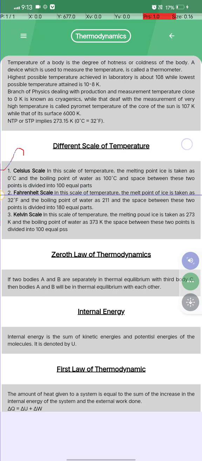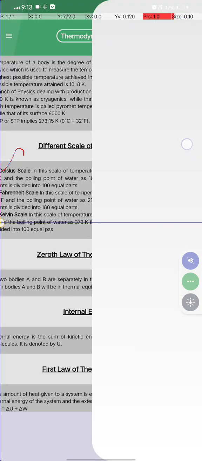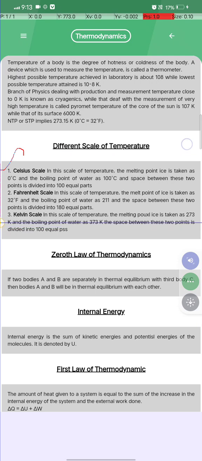जिसको हम लोग सेल्सियस कहते हैं। फ़ारेनहाइट क्या है? Fahrenheit is the scale of temperature in which the melting of ice is taken as 32 degrees and the boiling point of water as 212 degrees, and the space between these two points is divided into 180 equal parts. ओके, फिर फाइनली केल्विन स्केल क्या है? Kelvin scale is the scale of temperature in which the melting point of ice is taken as 273 K and the boiling point of water as 373 K. The space between these two points is divided into 100 equal parts.